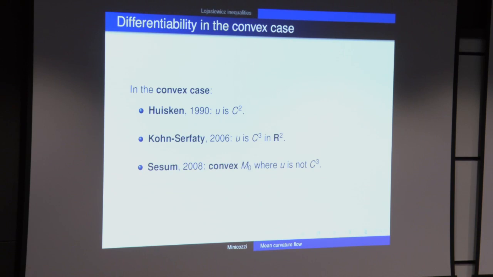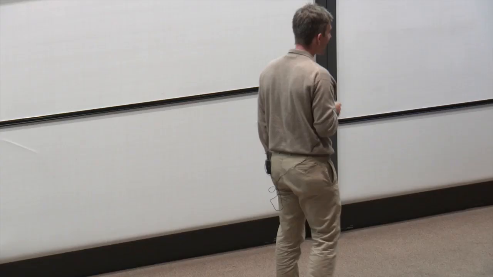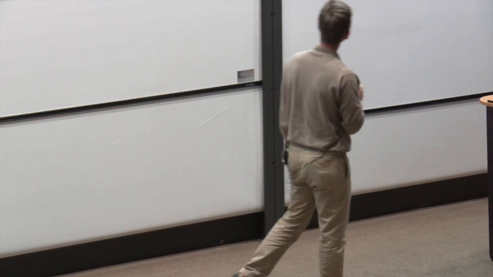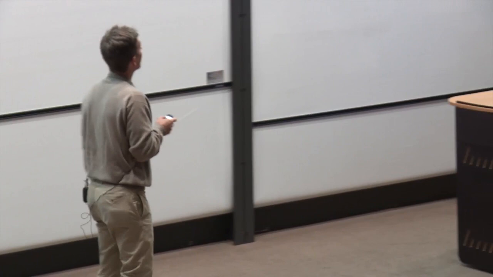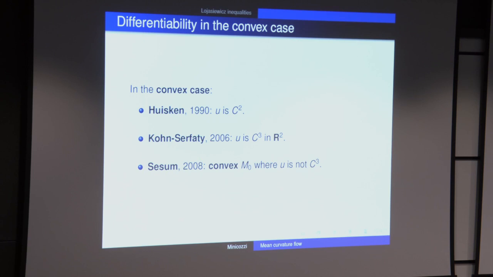It's certainly our case where it is C2, so let's go back to the convex case. In 1990, Huisken showed that it is C2 in the convex case. In 2008, Natasa Sesum gave examples of convex initial hypersurfaces where, while it is C2, it's not three times differentiable. In the curve shortening flow, so if you're in the plane, then Bob Kohn and Sylvia Serfaty in 2006 proved that in fact it's always C3. So Natasa's examples are interesting.